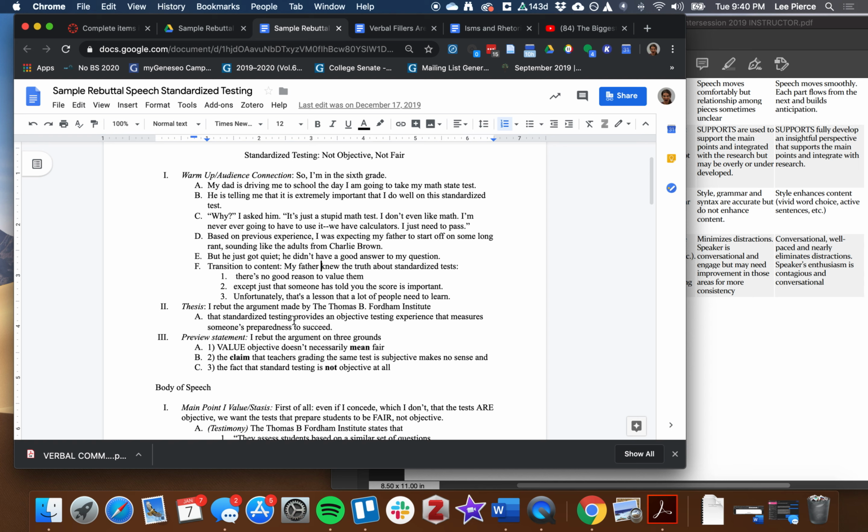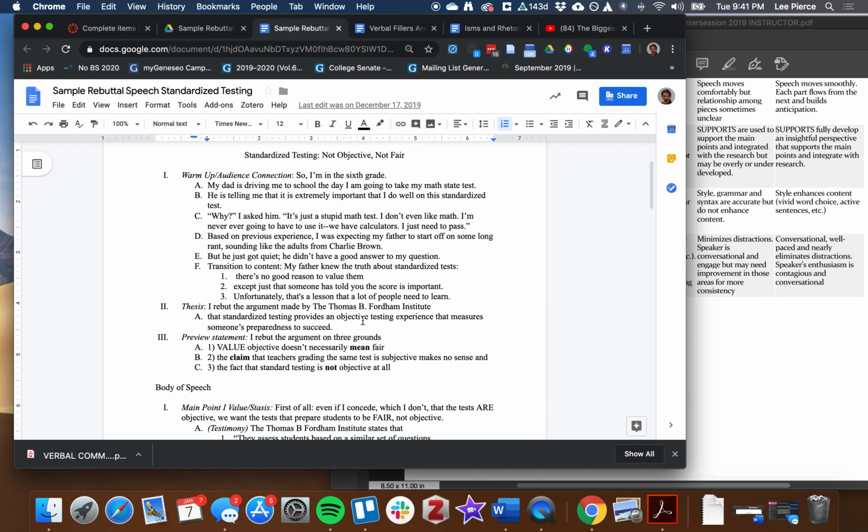Then the thesis is pretty simple. Whereas in the speech of self-introduction, you have to work really hard to find your central idea because you have to find your value and you have to find what about you want to talk about. In the thesis, it's pretty straightforward because you're just like, I rebut the argument that blank, right? So in this case, this person is rebutting an argument entirely by one source. I don't love that.